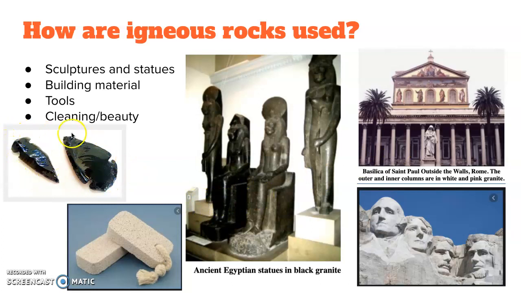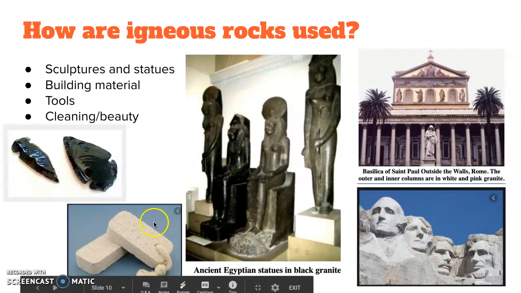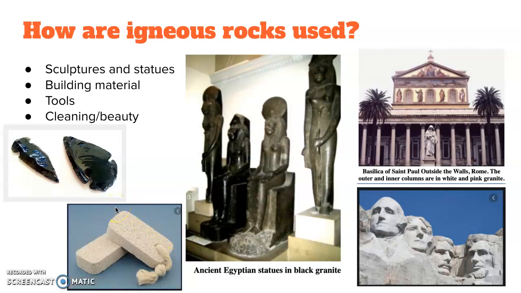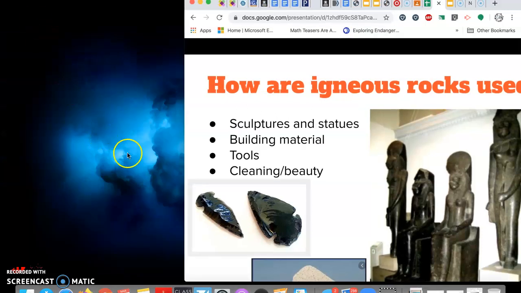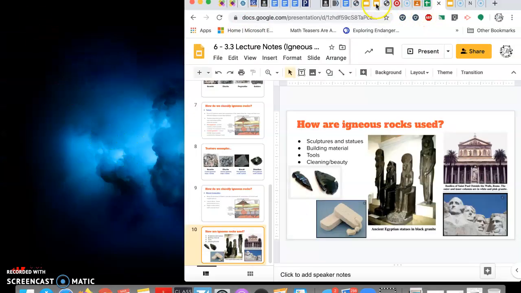Tools, here we have obsidian being used as spearheads or arrowheads. And then here's pumice, and I'm sure this looks familiar to at least some of you. So pumice can be used as a cleaning agent, either in terms of removing dead skin, or also just like an abrasive cleaner. All right, so that brings us to the end of igneous rocks. This should all sound like a review because we did talk about it prior to our break.